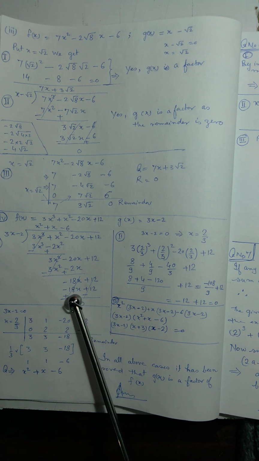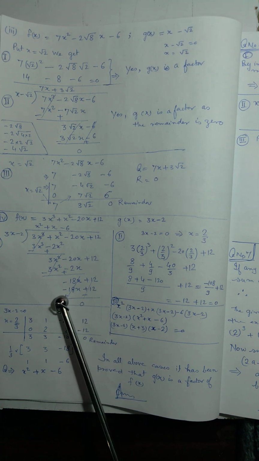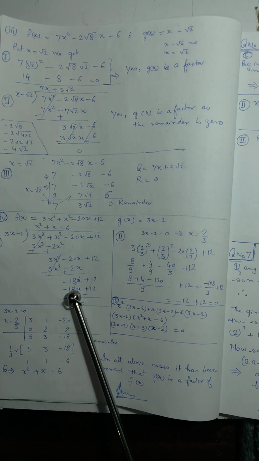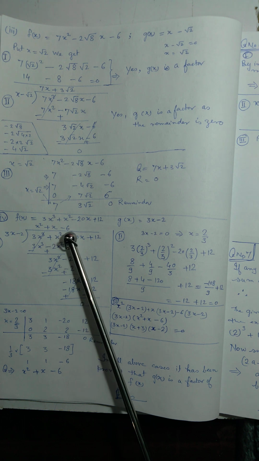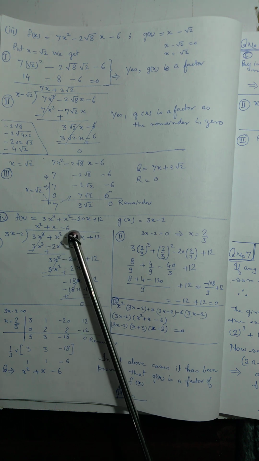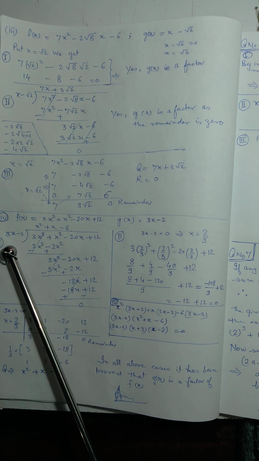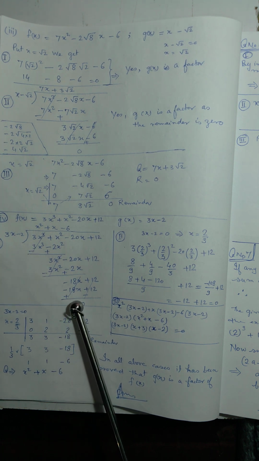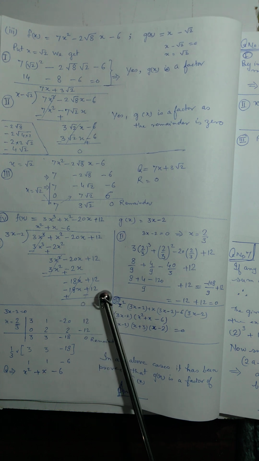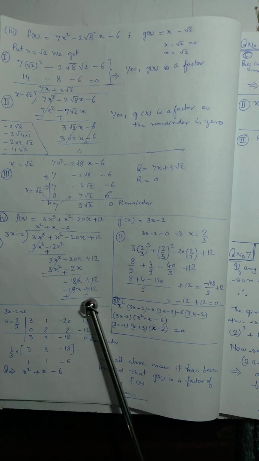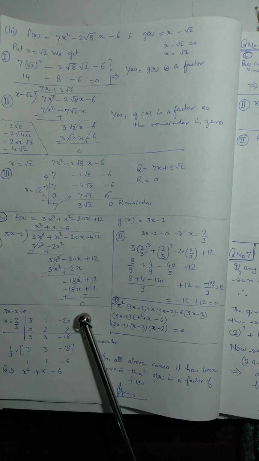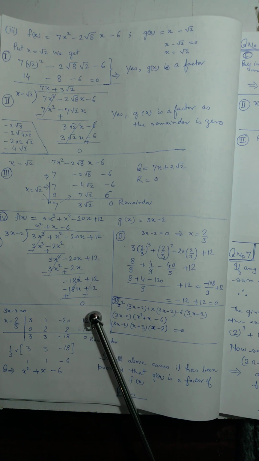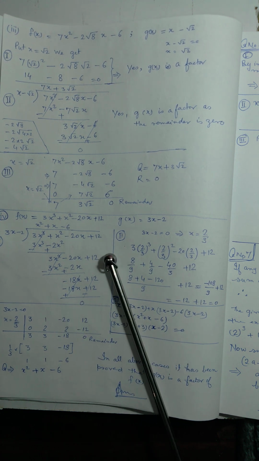See here, it will be minus 18x plus 12. So in order to get minus 18x, you take minus 6 as a quotient and multiply this to 3x minus 2. You will get here minus 18x plus 12. Now subtract it, you will get the remainder 0. So it is the first method, that is the very simple division method.